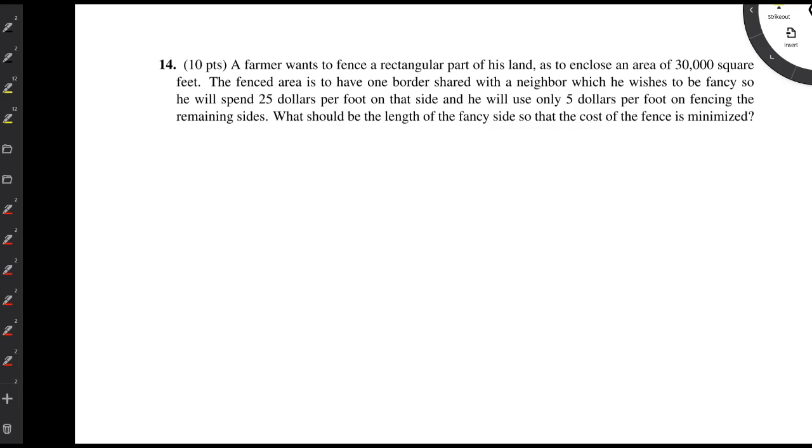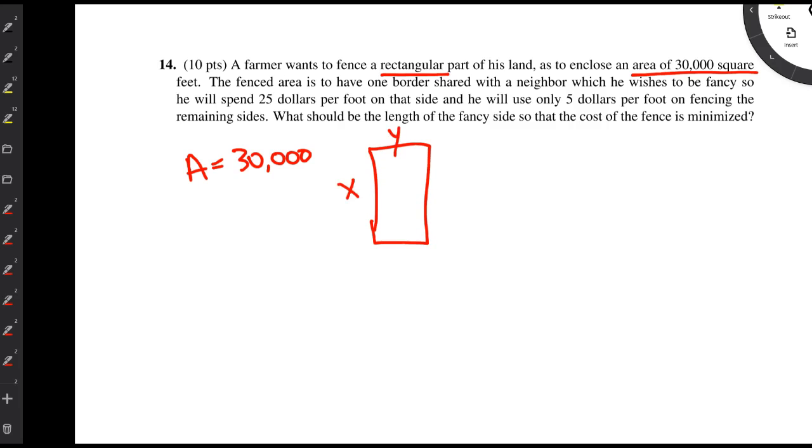of what's going on and write all the stuff that you know, right? So a farmer is going to want to build a fence, and the area needs to be 30,000 square feet. So area is 30,000 square feet. It's a rectangular fence, so I might just draw a picture. So I have x, y. The formula for area on a rectangle is x times y, so I know that's going to be 30,000.